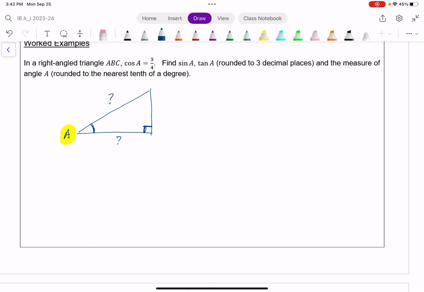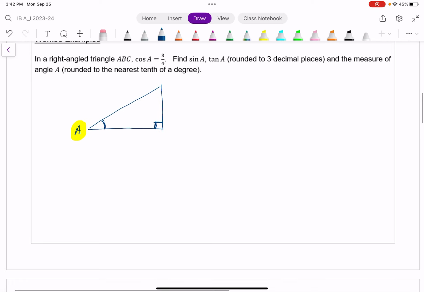There's many possible sides I could have, but the simplest would be if I just call this side at the bottom 3 and I call this 4. Notice it works. If I look at the cosine of A, adjacent over hypotenuse is 3/4. And it doesn't really matter what these exact lengths are. I'm not ever asked to find the lengths. I'm asked to find the sine of A, the tan of A, and the angle. So of all these things, I can find the angle of A right away.